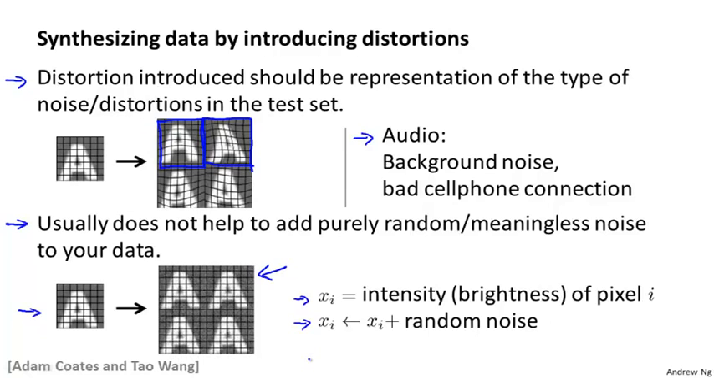But the process of artificial data synthesis is a little bit of an art as well, and sometimes you just have to try it and see if it works. If you're trying to decide what sorts of distortions to add, do think about what are the meaningful distortions you might add that will cause you to generate additional training examples that are at least somewhat representative of the sorts of images you expect to see in your test set.